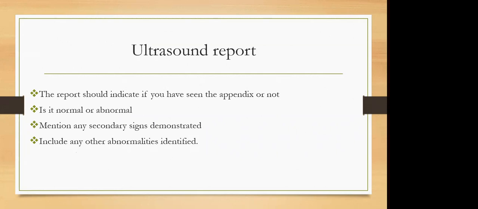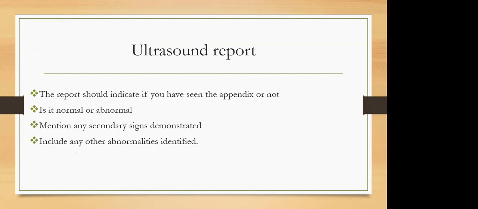So in the report, you should indicate whether you have seen the appendix or not. The appendix is visualized, measuring this, or the appendix is not visualized. The report should also state whether the appendix was normal or abnormal, mention any secondary signs that have been demonstrated, and any other abnormalities that you have identified.